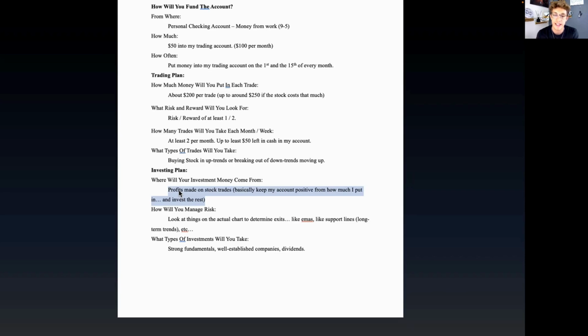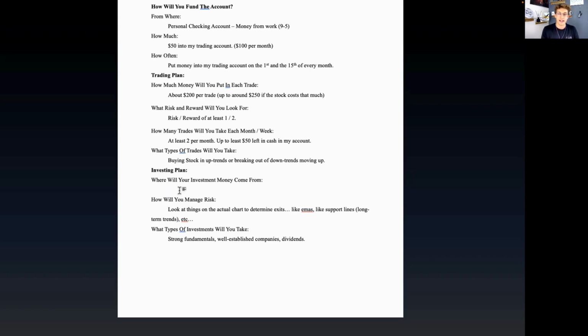And this is where the real trick is. When the stock market's moving down, I'm not going to be trading as much because I'm only trading upside trades, so that means less profits on stock trades, less investing when I should be investing more because I'm able to buy stocks at a discount. So instead of this, where's my investment money going to come from? It's going to come from the same place as my personal checking account. What I'm thinking I want to do is about 50% of my cash I put in will be for investments.